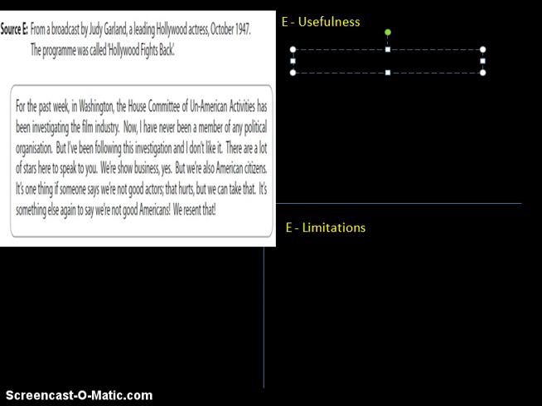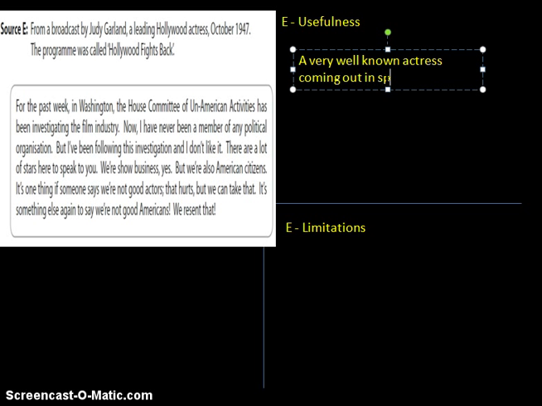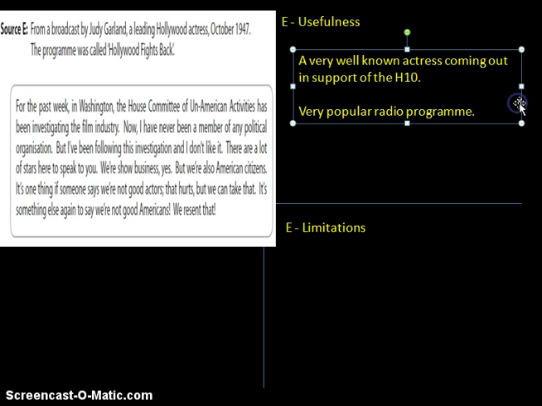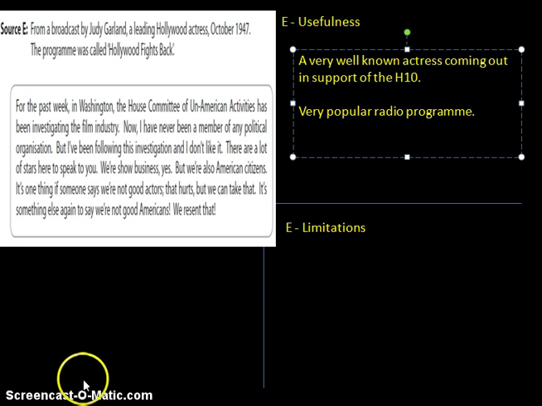So let's go straight in with the analysis. Source E is useful because again it shows us, in this instance, an actress, a very well-known actress, coming out in support of the Hollywood 10. We've also got to bear in mind that this was broadcast on a very popular radio programme. And so again, it's the idea of somebody really putting themselves and their careers on the line to stand up for what they think is right and to stand up for the Hollywood 10 who they think are being treated unfairly. Looking at the title of the programme, it's called Hollywood Fights Back, and that's telling us that a whole programme was dedicated to defending the Hollywood 10 and standing up for them again, so that's showing us more support.